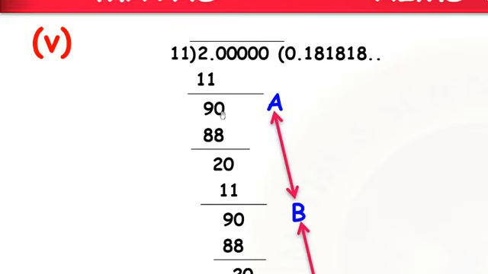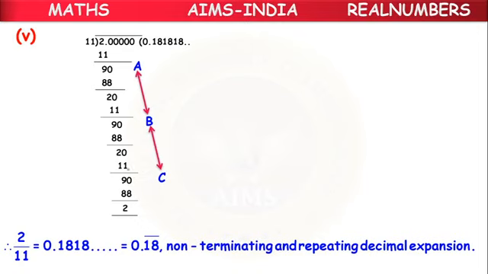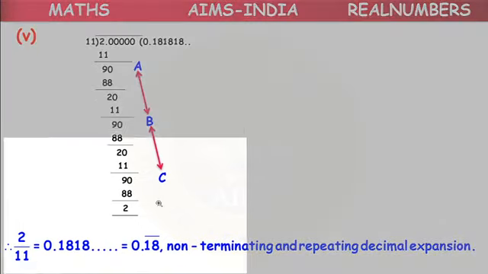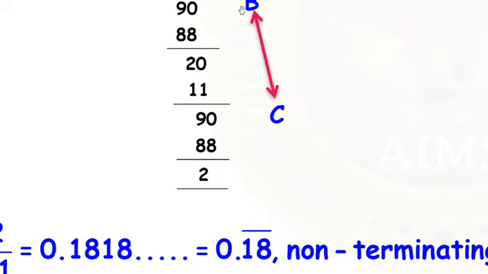Means this 90, let us take it as A. Again this 90, let us take it as B. Means again this process is repeating, because after 90, again we are getting at place C. Again 90 we are getting.